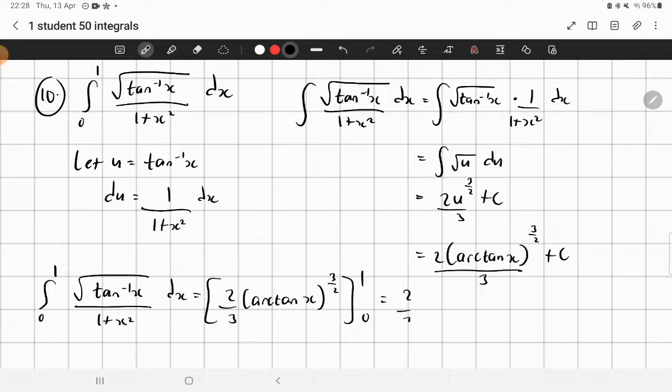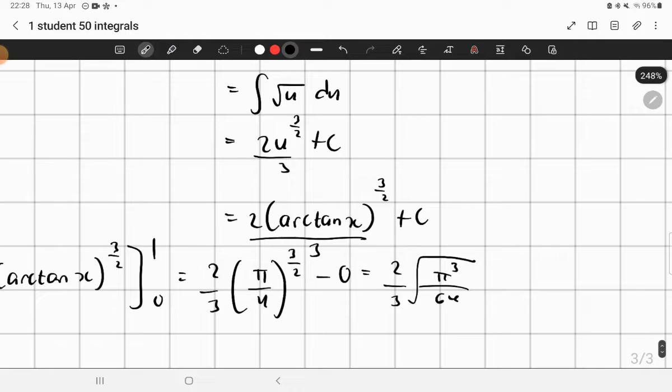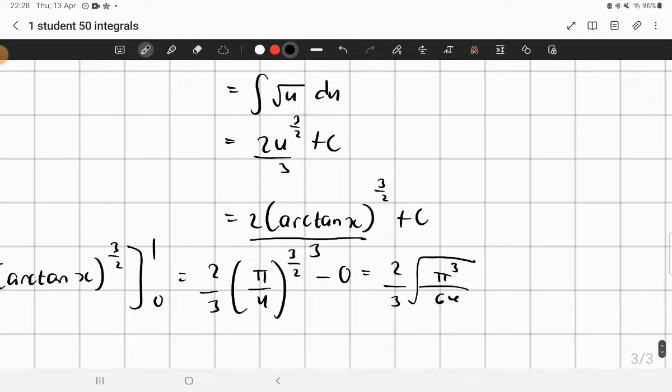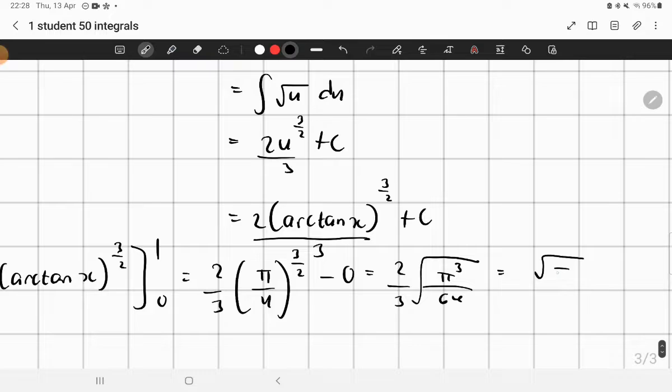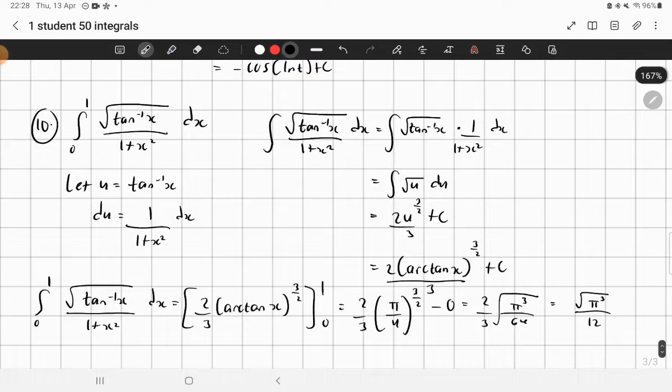So 2 over 3 times pi over 4 to the power of 3 over 2, minus arctangent of 0, which will be 0. So you are left with 2 over 3 times the square root of pi to the power of 3 over 64. I believe I can solve this further. The square root of 64 will be 8. Therefore, 8 times 3 over 2, so you're left with the square root of pi cubed over 12. Yeah, so that should be your answer.